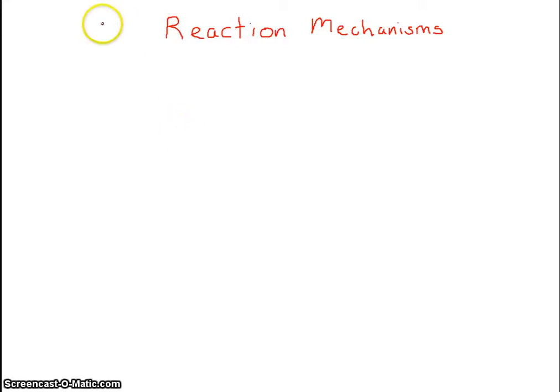This video summarises the reaction mechanisms in the AS OCR course. Now in your total course you're going to have 5 reaction mechanisms. The 3 that are appropriate for AS is free radical substitution, which we use for the reactions of alkanes. And we also use it as an extension with halogenoalkanes.